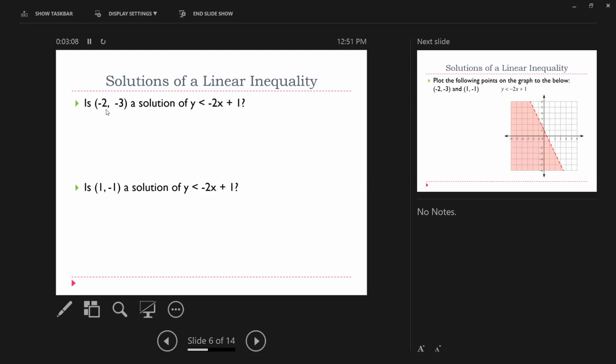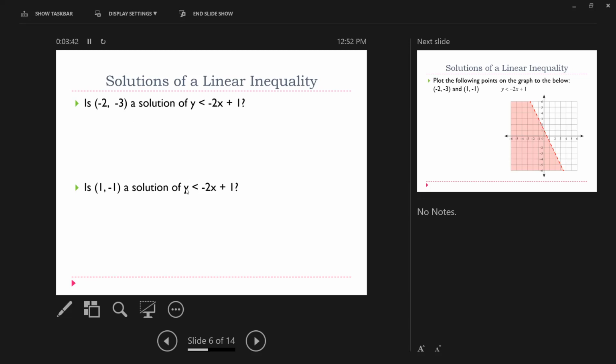This -2 is our x value, -3 is the y value, so substitute them in. So if I put -3 here for y and -2 here for x, I get -2 times -2, which is +4, plus 1 is -3 less than 5. Yeah, sure is. It's less than 5, so that point is one possible solution.